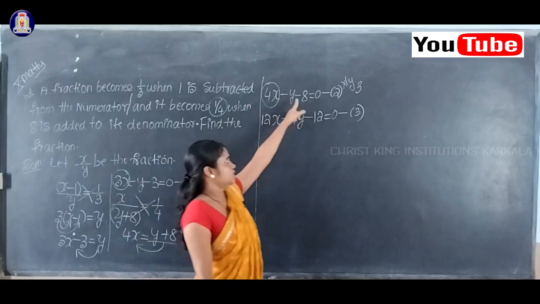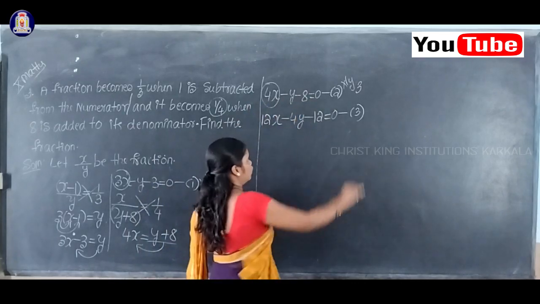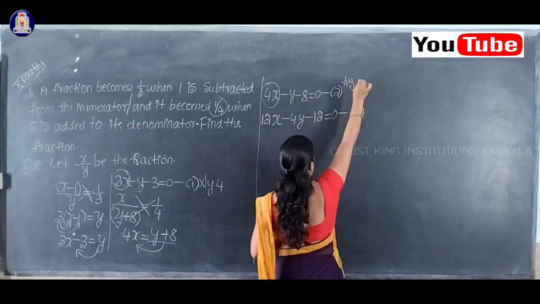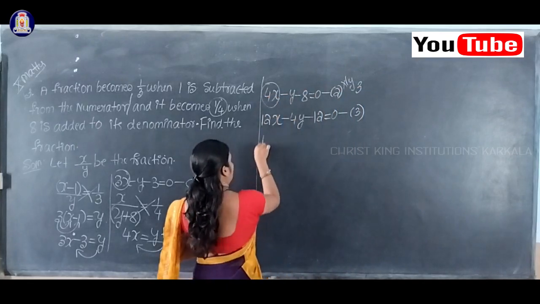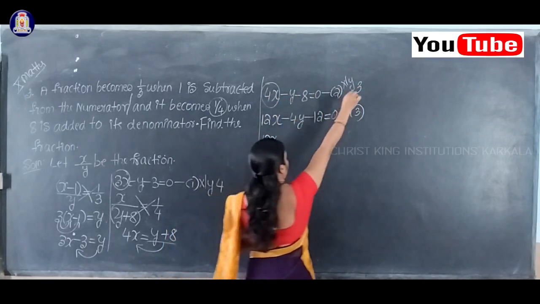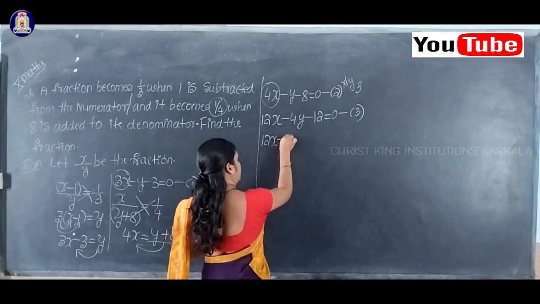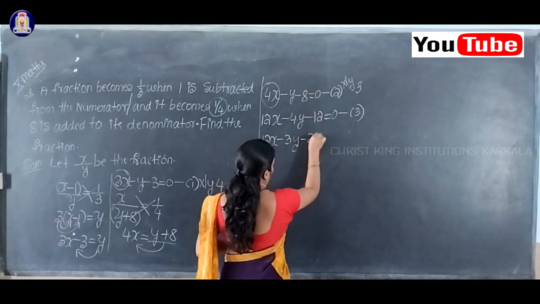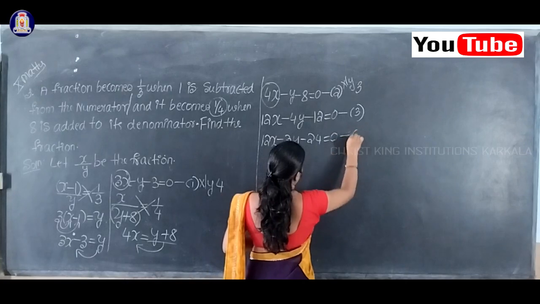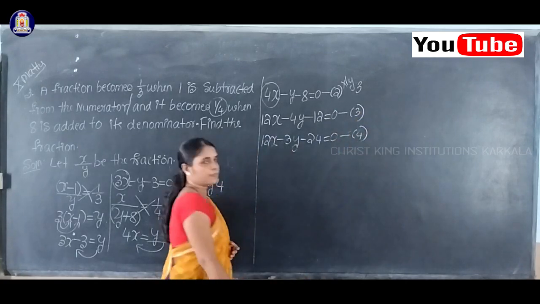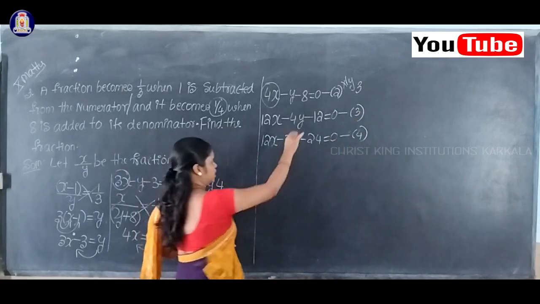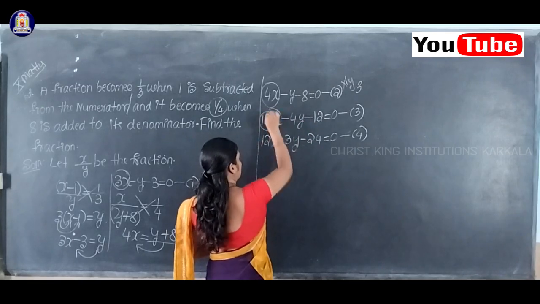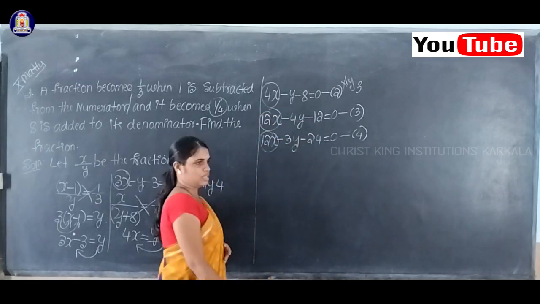Now once again we'll simplify. We'll multiply equation 2 by 3. 3 fours are 12x, 3 into minus y is minus 3y, 3 into minus 8 is minus 24, equal to 0. This is your equation number 4. Now just look at equation 3 and equation 4, whether the first terms are the same here.